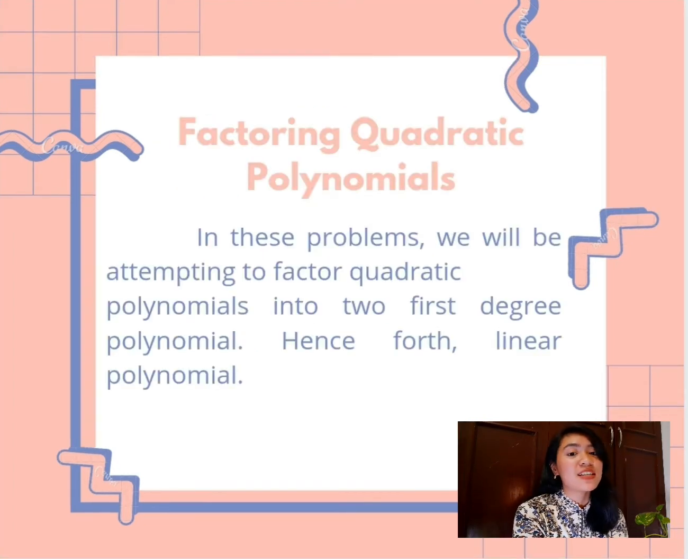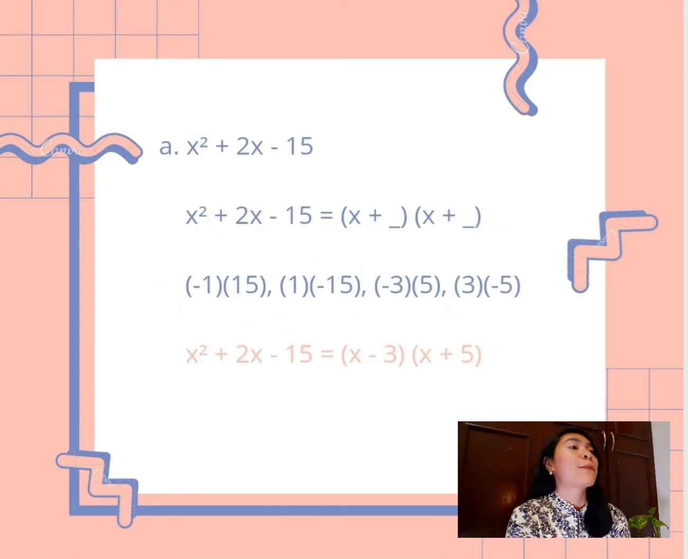For the next case, we have factoring quadratic polynomials. In these problems, we will be attempting to factor quadratic polynomials into two first-degree polynomials, henceforth the linear polynomial. For the first example, we have x squared plus 2x minus 15.